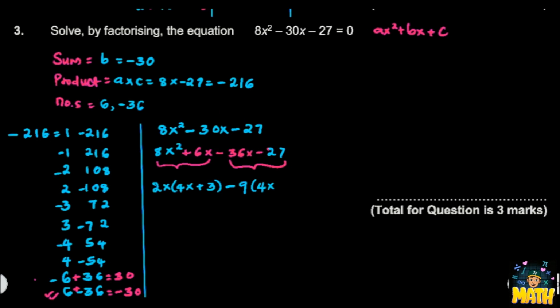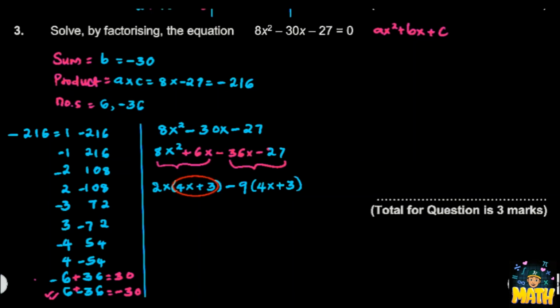And then notice I will put a plus because when I open the bracket, I want it to get to negative 27. So if I put plus 3, I will have 3 times negative 9 giving me negative 27. Another trick is that the first bracket will always be the same as the second bracket. It's as easy as that, guys.